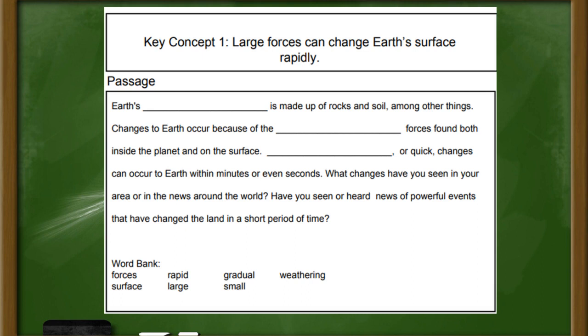For the closing in on science activity, there are 3 key concepts. Let's look at key concept number 1. Read the key concept with me. Large forces can change Earth's surface rapidly. Nice job. For each of these, the key concept will be listed. That's an important thing that helps us identify what we were trying to learn throughout this unit. It's important to remember those.